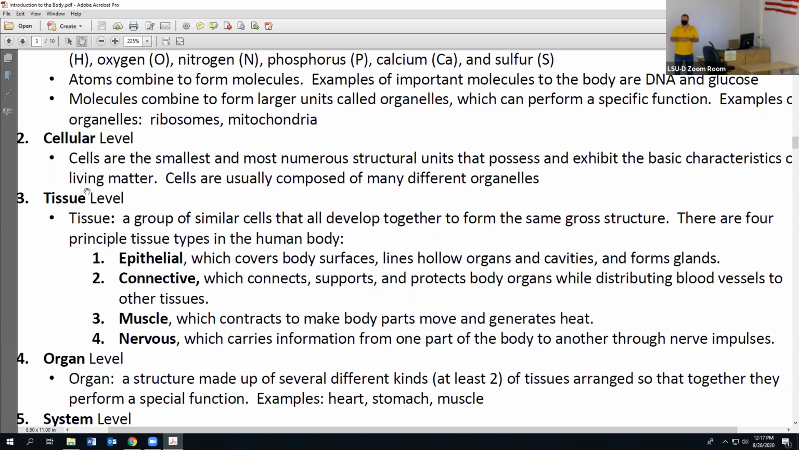Epithelial is what forms like the outer layer of our skin, inside of our mouth. It forms our sweat glands. It's inside of our stomach. Connective does what it sounds like. It connects. Your bones are made up of connective tissue. Ligaments and tendons. Your blood's actually a connective tissue. So is your fat. So there's a lot of diversity in functions when it comes to connective.